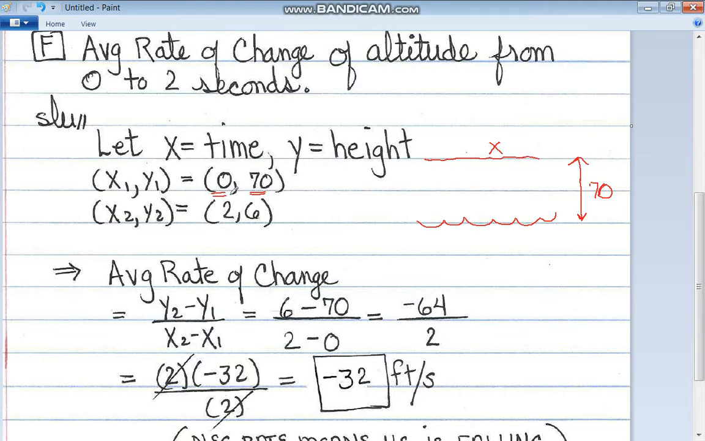Now, 2 seconds into his fall, he's down, let's say, he's about here. So now this distance is 6 feet, and that's 2 seconds into his fall. So when time equals 2, his height above the water is equal to 6.